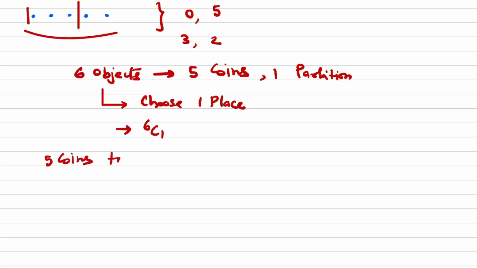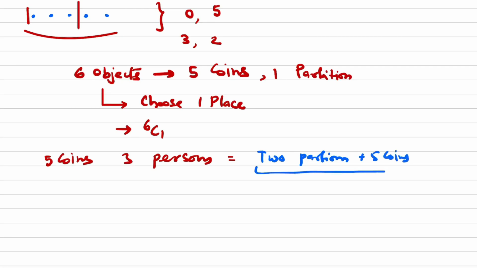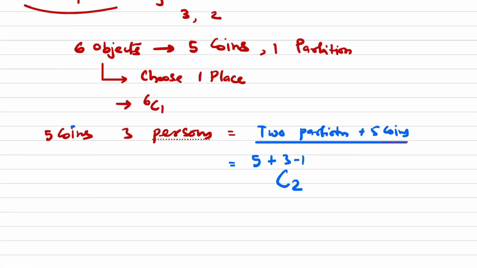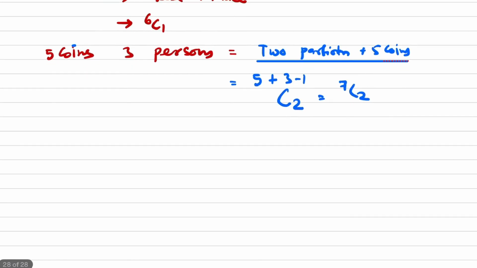What if these 5 coins are to be given to, let's say, 3 persons, okay? So if these 5 coins are to be given between 3 different persons, in how many ways can I do so? I can do it by putting 2 partitions and 5 coins. So in total there are 7 objects to choose from, and we need to choose 2 places to keep these 2 partitions, okay? That means out of 5 plus 3 minus 1 objects, we need to choose 2 places to keep our partitions. So this is basically 5 plus 3, 8, minus 1, 7C2, and that's the answer.